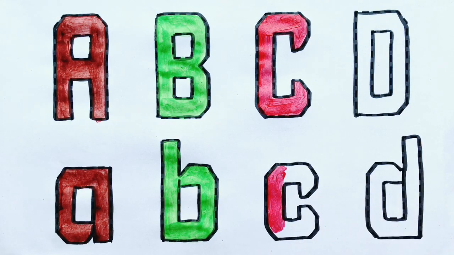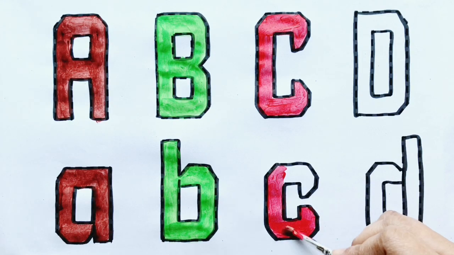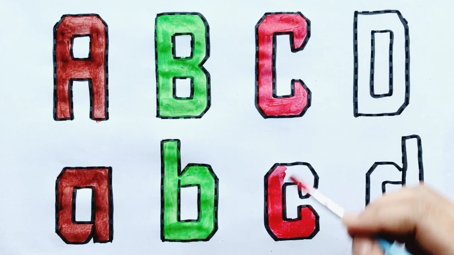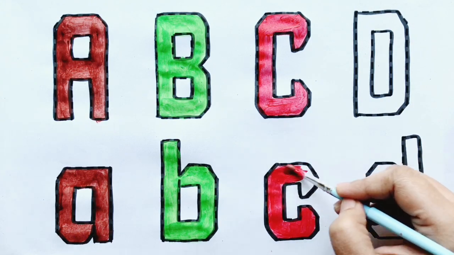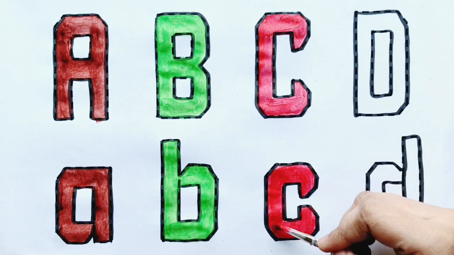Lowercase letter C for candy. A, B, C, count the rhythm and 1, 2, 3, we're singing all together. A, B, C, count the rhythm and 1, 2, 3, we're singing all together.